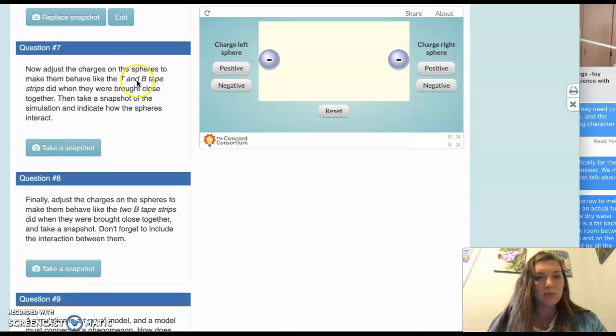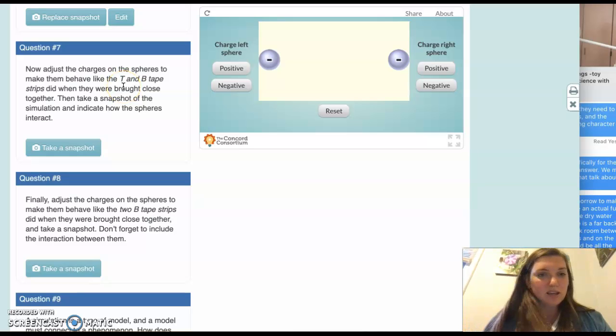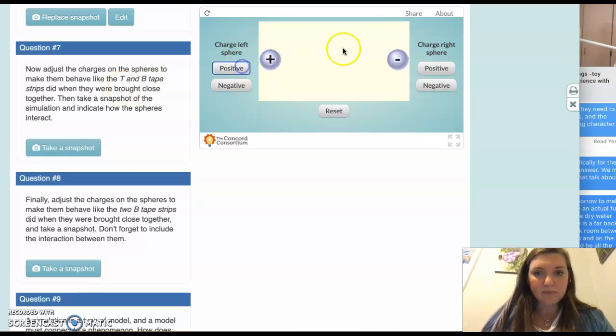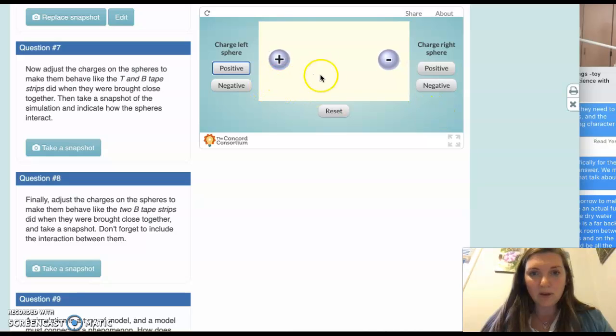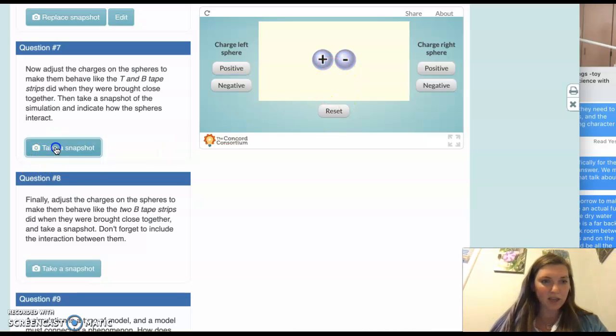The T and B tape, so that's like opposite charges, right? That'd be like plus and minus, what they did when they were close together. So here we go. I'm going to wait for them to do their whole thing. Okay, so now I'm going to take a snapshot of that.